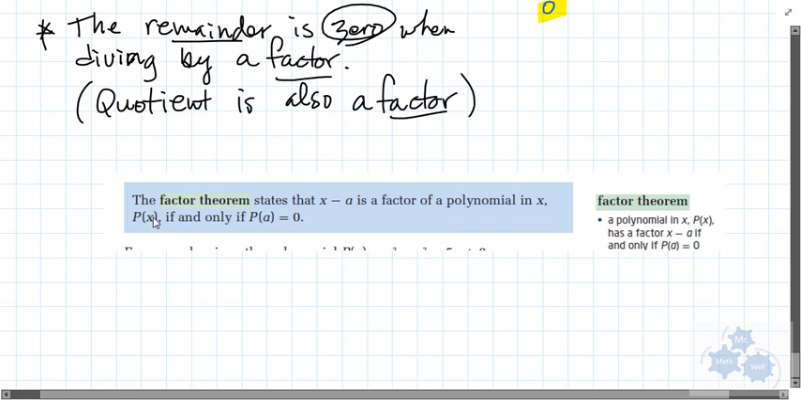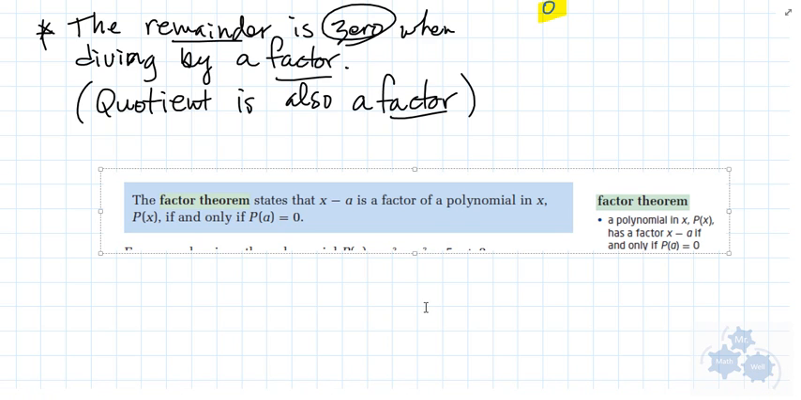That's the polynomial p of x, if and only if p of a equals 0. So if the remainder is 0 when you divide, then this x minus a is a factor. And of course, because you know about the remainder theorem, you don't actually have to divide fully to find out if some binomial is a factor. Okay, I know that's a lot of words there.